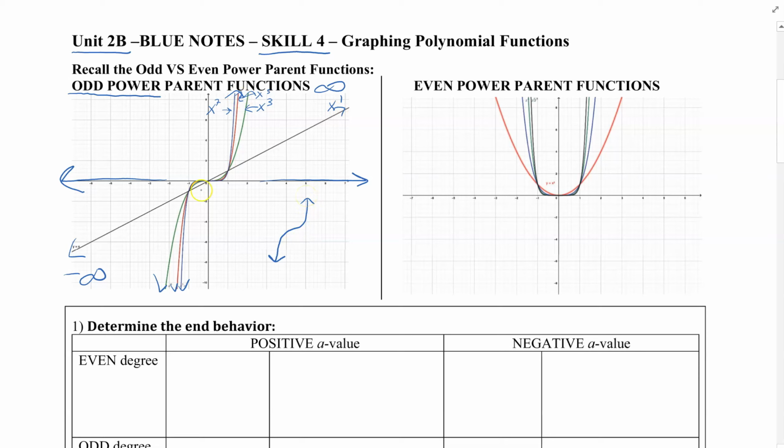Now, the x to the first didn't have the squiggle graph, but it does have the same end behavior, which is going in opposite directions. Positive infinity on the right and negative infinity on the left.